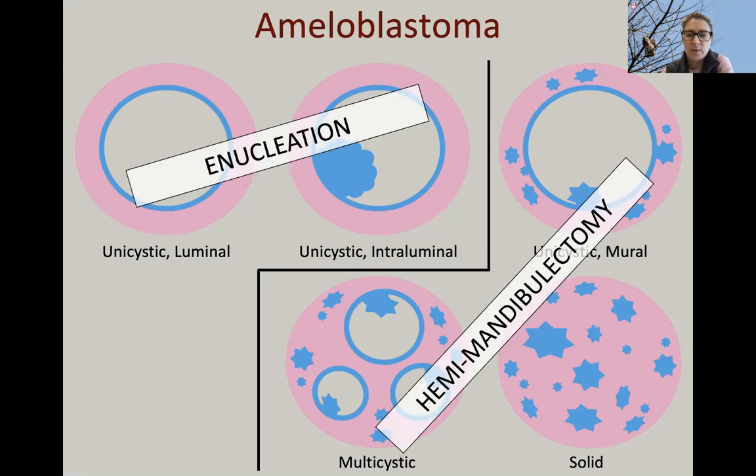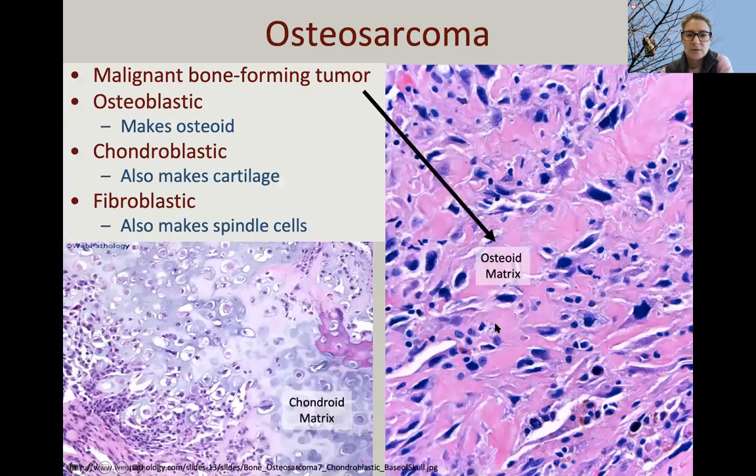And so we as pathologists try to put the ameloblastomas in one of these two buckets in order to guide treatment. Moving into the osteosarcomas of jaws. So these are going to be, of course, your prototype malignant bone forming tumor.